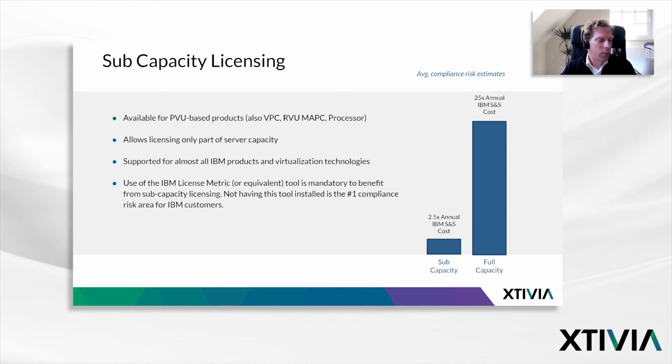And just to give an example, on average, what we've calculated is that a customer for PVU-based products will have a compliance risk value of 2.5 times what they spend every year on those products if they meet the subcapacity requirements. But if they don't meet those requirements, the risk becomes 10 times as high. So if you spend $1 million per year on certain PVU-based products, based on full capacity, you could easily have 25 million in risk for those products. Could be higher or lower, it's an average, but in almost all cases, it's a very significant risk.